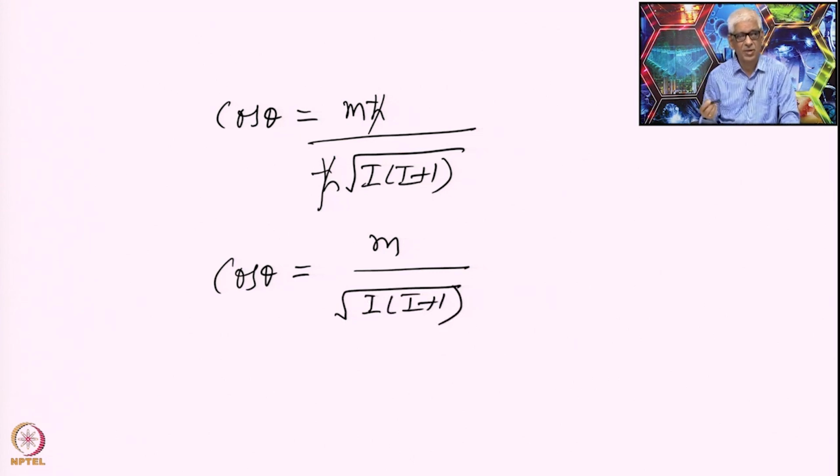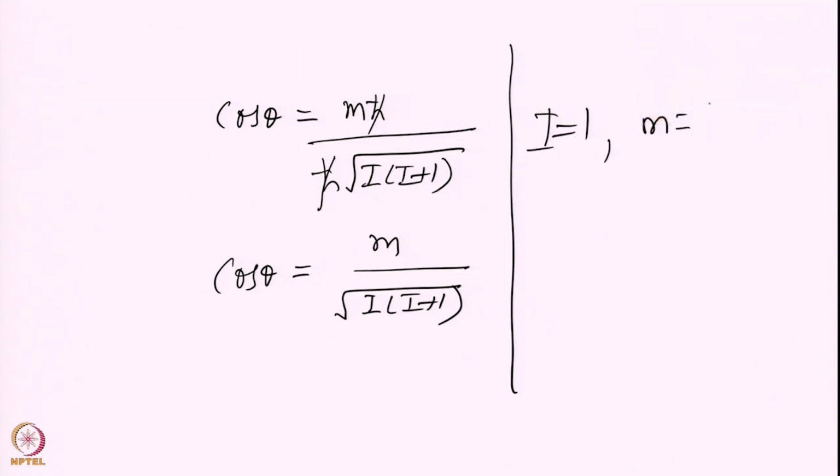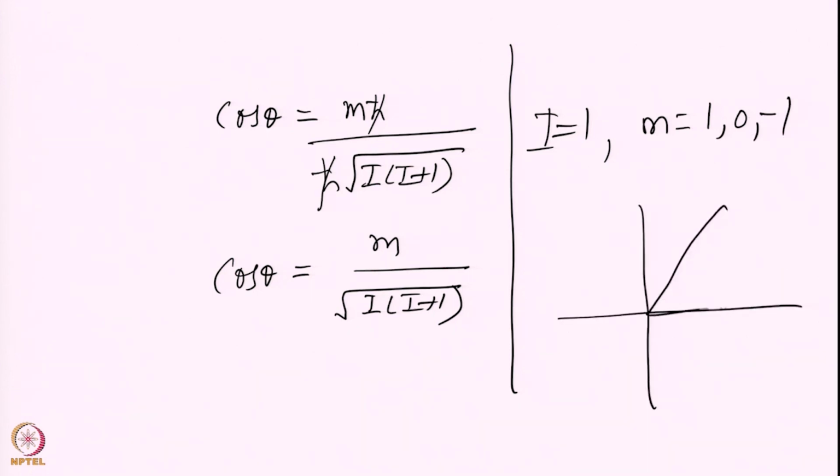So you can see how many angles are possible. For the case of I equal to half, I have 2 possibilities. If I have I equal to 1, then there will be 3 possibilities, m will be 1, 0, minus 1, and then I can draw this like that, 1 here, 1 there and 1 here. Let me use a different color here to indicate this. You can again calculate the magnitude of this angle, and you have 3 possible orientations.